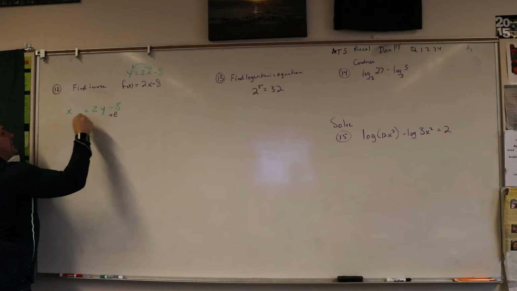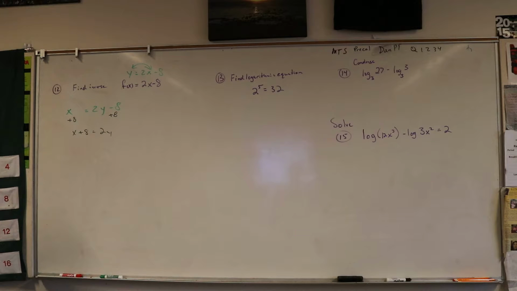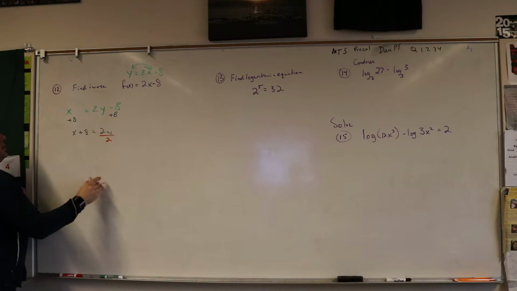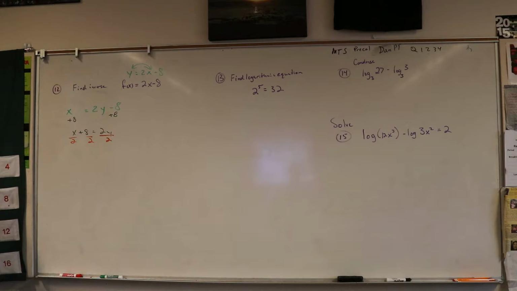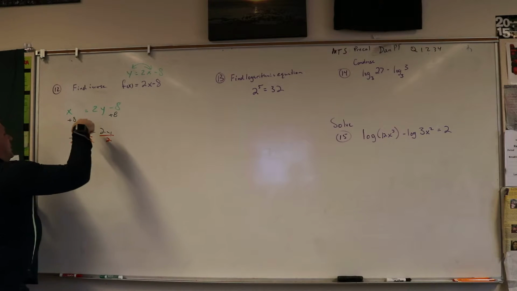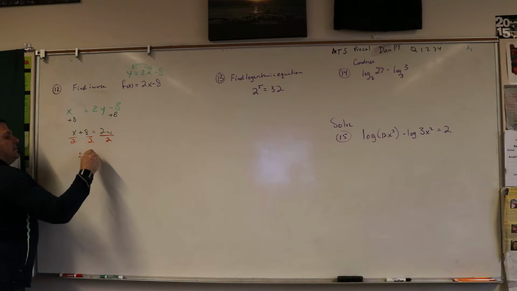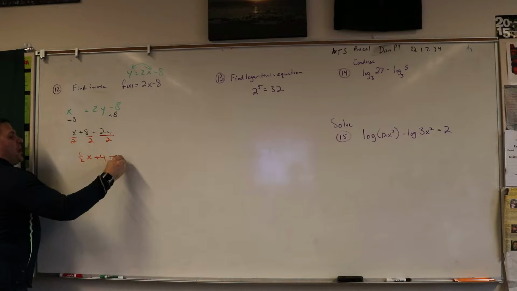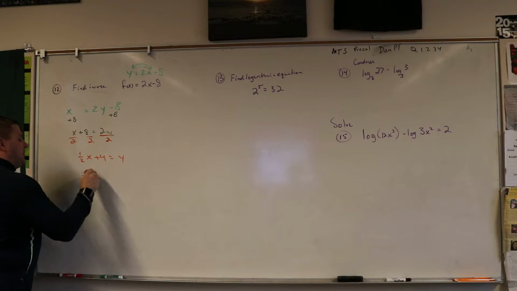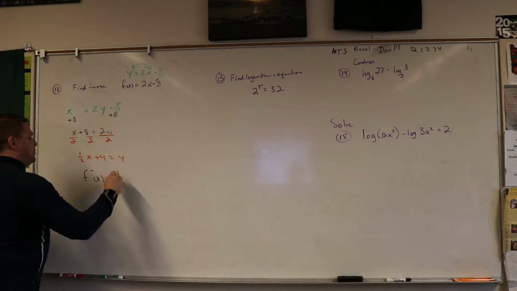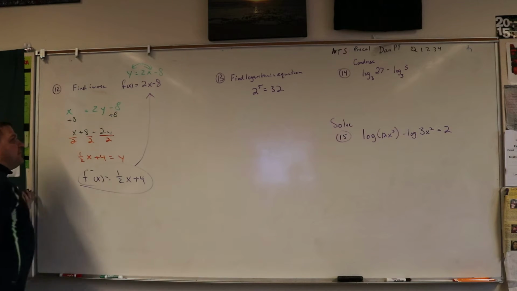Okay, so we're going to add 8. So we get x plus 8 equals 2y, right? And then we want to divide by 2. Divide this whole thing by 2. That means each piece gets divided by 2. Okay? So when you get done with this, you'll end up with 1/2 x plus 4 equals y, right? And that's your new inverse. So your inverse function of x is actually equal to 1/2 x plus 4. And this is the inverse of that.